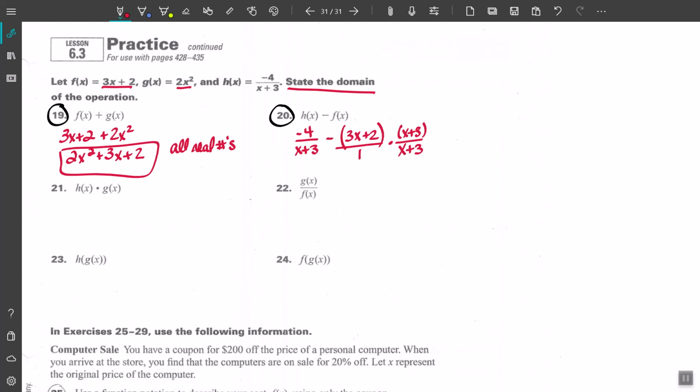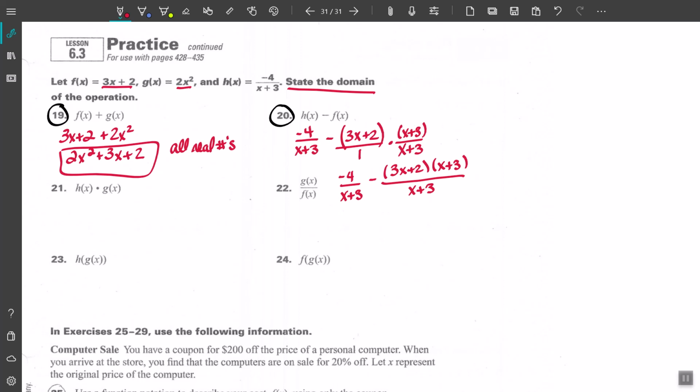All right, so I'm going to rewrite the negative 4 over x plus 3. And I'm going to put the subtraction sign in there. I'm going to take care of this multiplication. We're going to end up with this binomial times this binomial, all sitting over 1 times x plus 3, which is just x plus 3. And this is what we wanted. We wanted those two denominators to match.